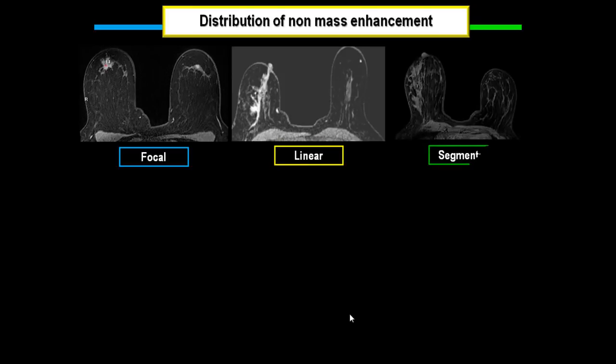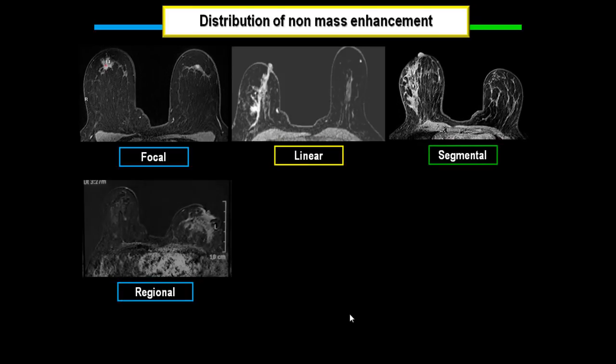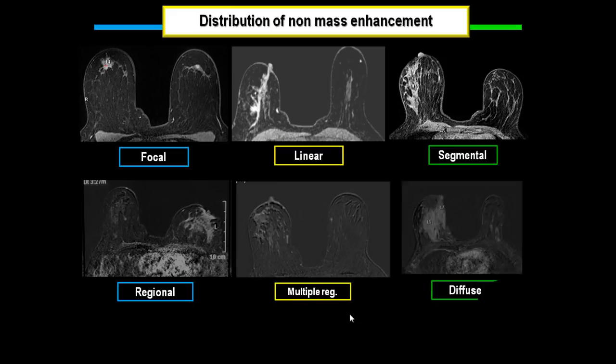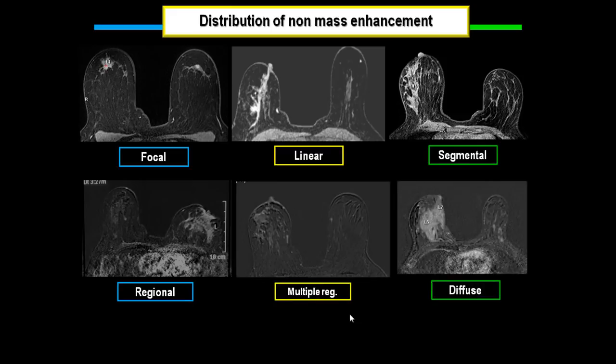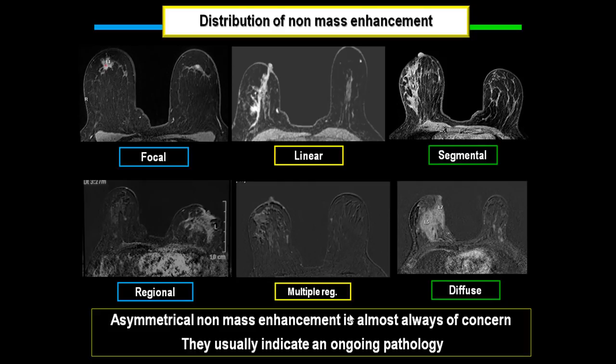Looking at the distribution of non-mass lesions, it might be either focal, linear, segmental, regional, which is an area more than a segment, multiple regions, or diffuse parenchymal enhancement. Asymmetrical non-mass enhancement, on the other hand, is almost always of concern. They usually indicate an ongoing underlying pathology.